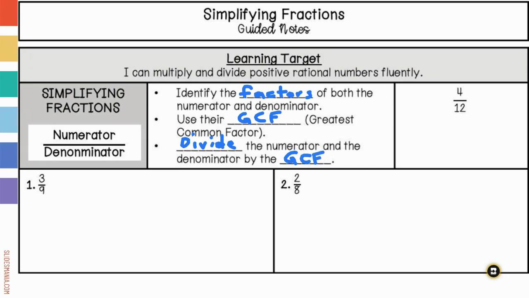Now, I also provided a multiplication chart on the back of your packet. You can also use your multiplication chart to find out the numbers that both the numerator and denominator have in common.